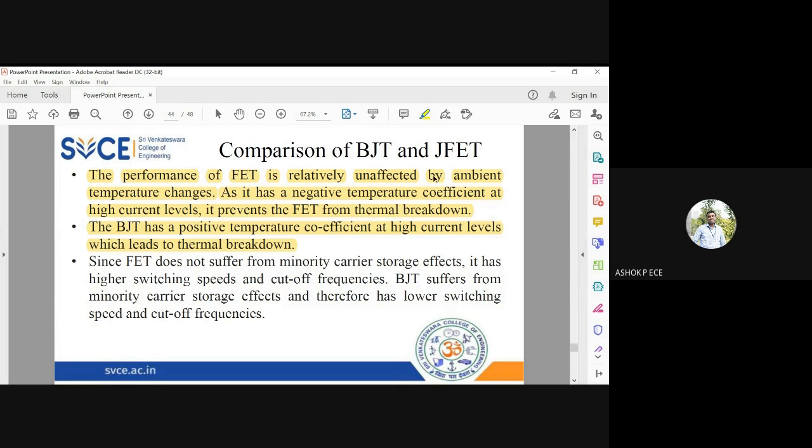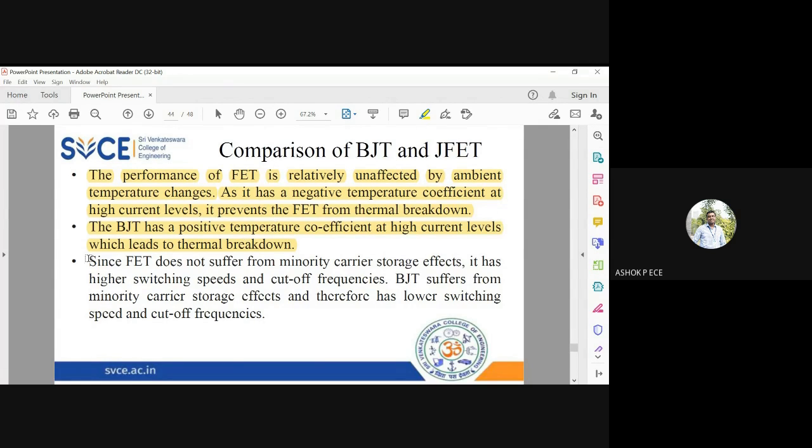This point is a very, very important point which makes FET superior to BJT. We have seen just now, as temperature is going to increase, the drain current will reduce, which means it has a negative temperature coefficient. Negative, because when temperature increases the other parameters are reducing, so they call it negative. But in BJT, as the temperature is going to increase, the current is also going to increase. It keeps increasing, and at one point the device will not be usable. It will lead to breakdown.